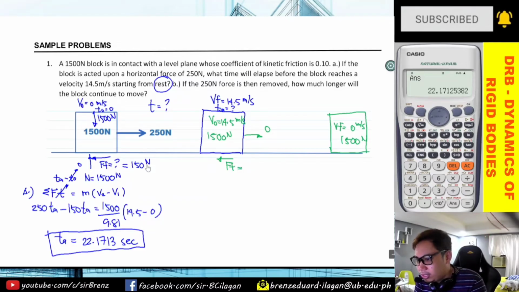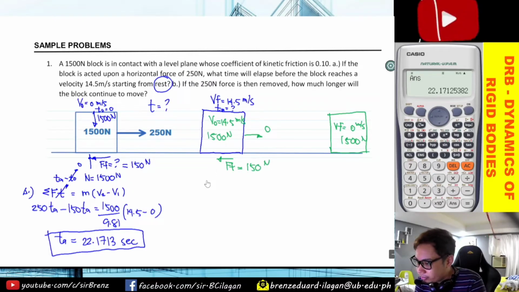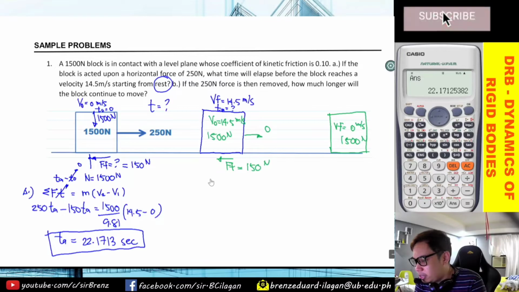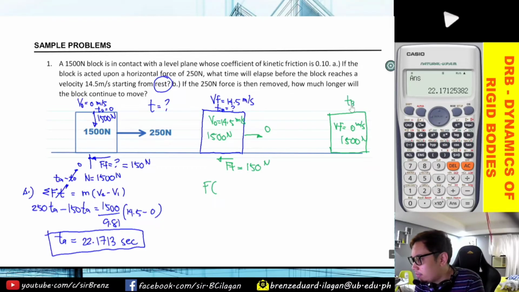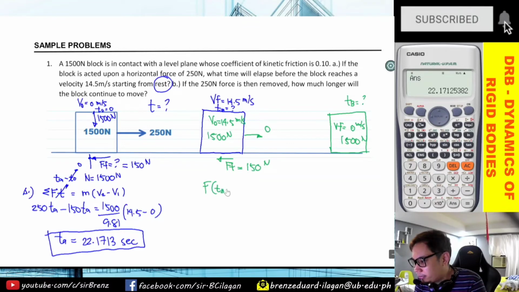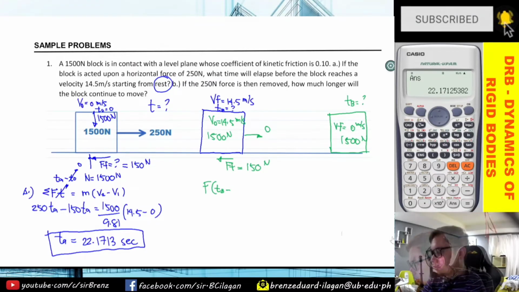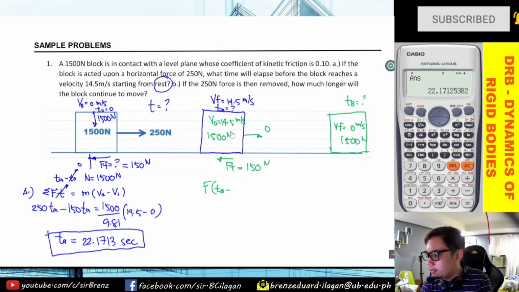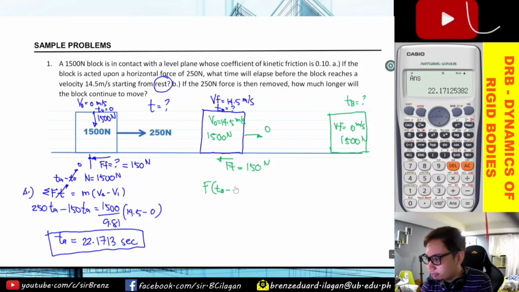The frictional force is the same, 150 Newton. So apply again the same formula, the summation of forces times t, from t sub a to, let's call it t sub b. This is the unknown. So here, two things can be done. I will do t sub b minus t sub a.